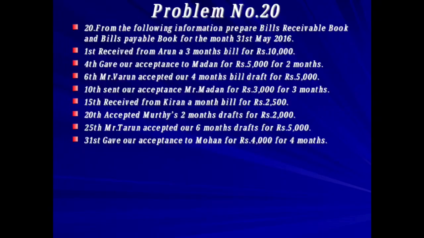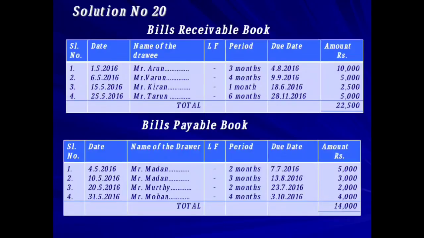Secondly, on the 4th, we gave our acceptance to Madan for rupees 5,000 for a 2 months bill. We have accepted the bill of Madan for rupees 5,000 to pay after 2 months. So the 4th we will record in the bills payable book. First entry, 4/5/2016, Mr. Madan. 2 months time period we are having. So for 4/5/2016, first you should add 2 months, so you'll get 4/7/2016. If you add 3 grace days for the 4th date, you'll get 7/7/2016.